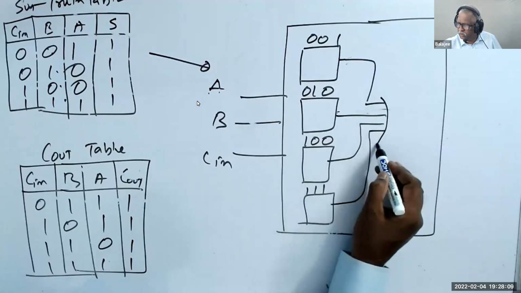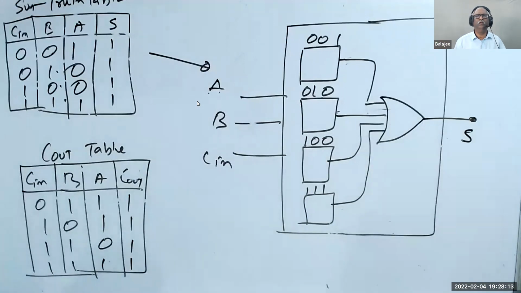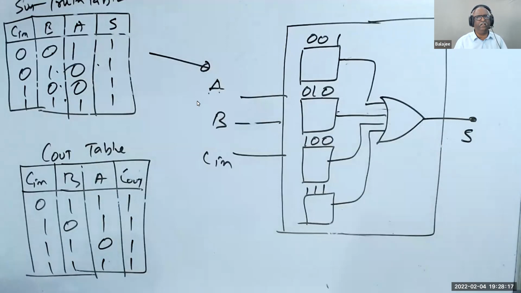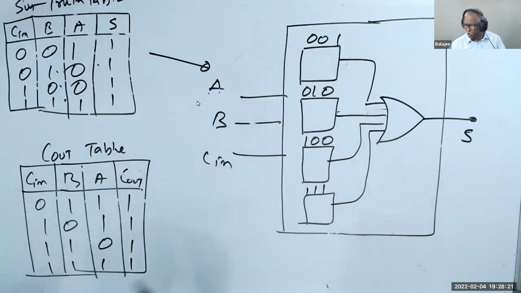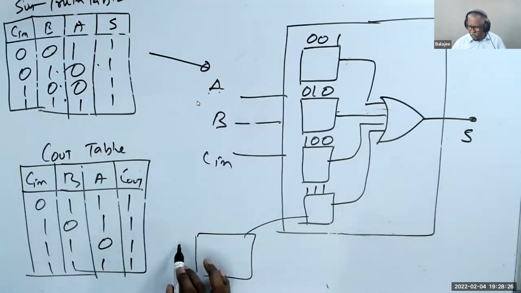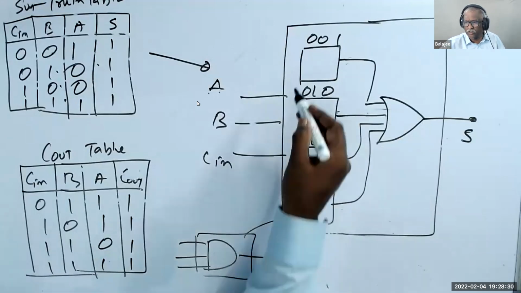We put an OR gate. This is called S sum. So from this table, I've drawn a diagram. You understand now. I put an OR only, but I didn't draw this one inside. Now you know how to draw this. If I take this 1, 1, 1, I put just an AND gate and out. That's it, done.